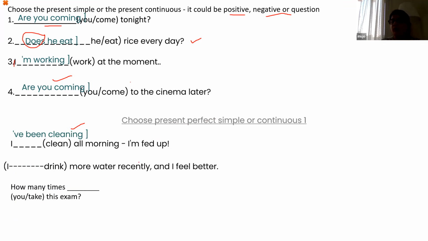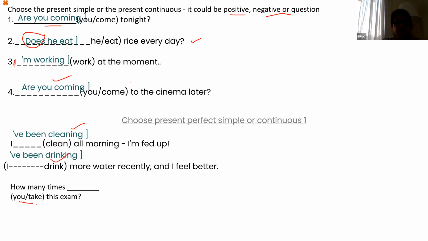I dash drink more water recently and I feel better. Drink is your verb. So what will you write? What is the right answer? I have been drinking more water recently and I feel better. An event that started earlier, and since I have been drinking water, its effect is that I feel good. That is where you use your present perfect continuous tense or present perfect progressive tense. We have already learned that.